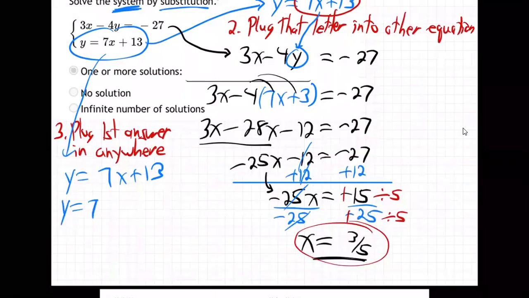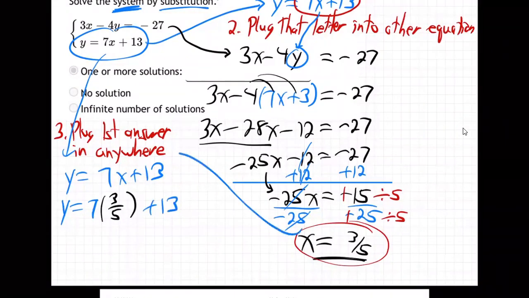What is x? Well, x is 3/5. I just grabbed that x and plugged it in. So plug the first answer in anywhere to find the second answer. So now we're going to find the second answer. What do you do with 7? How do we handle 7 multiplying 3/5? Well, you put it over 1. Remember, whenever a whole number is interacting with a fraction, then you just go top times top, bottom times bottom. It's 21/5. Plus, and then 13, same kind of thing.